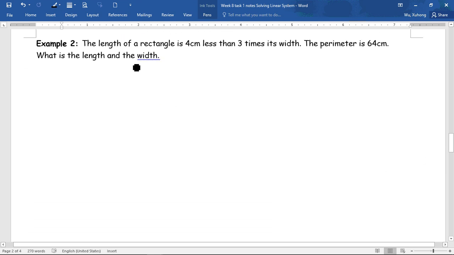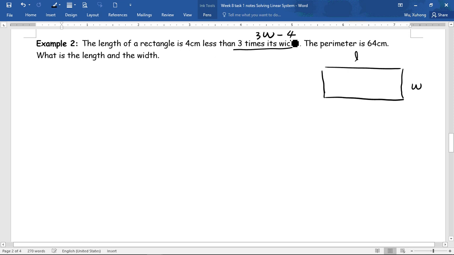So the next one, the length of a rectangle. So we draw a rectangle here. The length is 4 centimeters less than 3 times the width. So this is 3 times width, it's 3W. 4 centimeters less means minus 4. So it's 3W minus 4. And the perimeter is 64 centimeters.